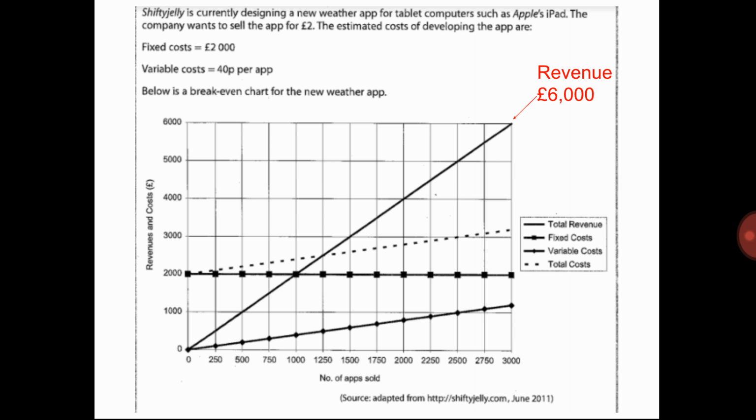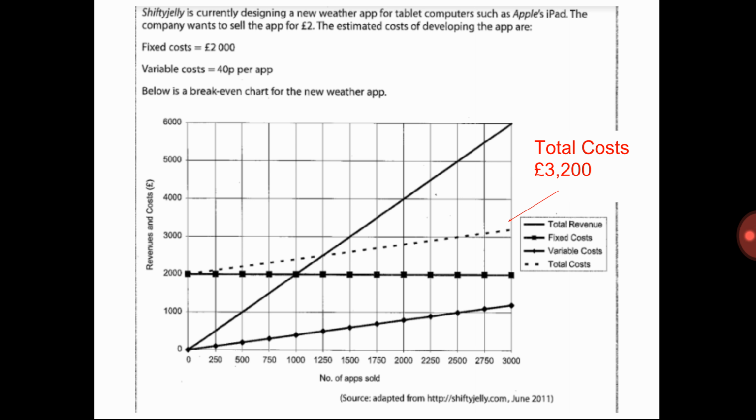If you look at the bottom of the break-even chart, you can see how many products or apps are sold. We've got 3,000 in total there. So we know that actually if we're selling 3,000 for £2 each, that's going to be 6,000. That's the revenue. The line down here, the horizontal line, is the fixed costs. That's going to be the same regardless of the number of apps being made. So if it's 500 apps, it's 2,000. If it's 3,000 apps, it's still 2,000 fixed costs.